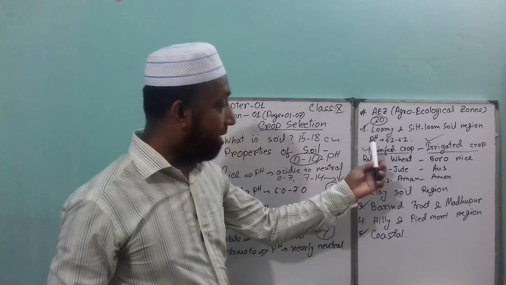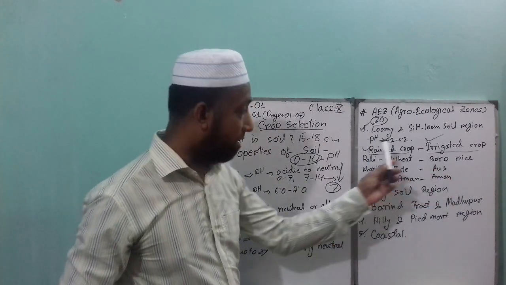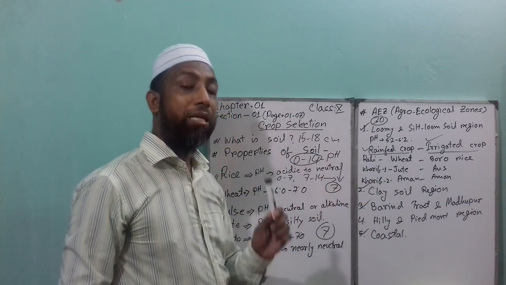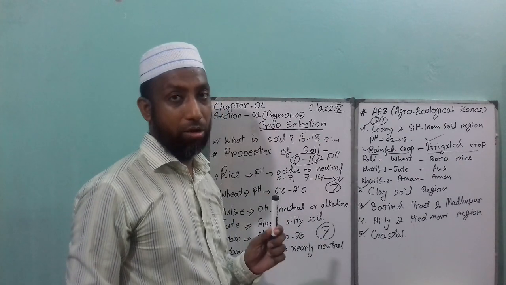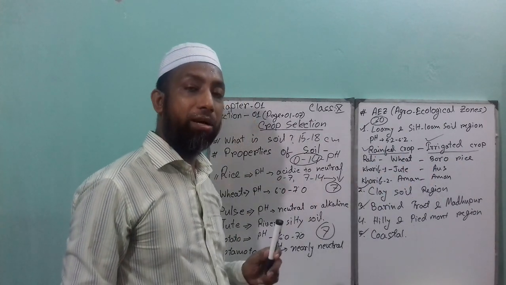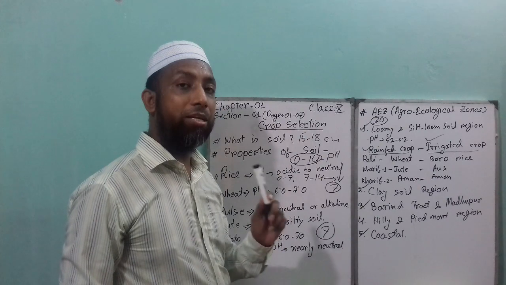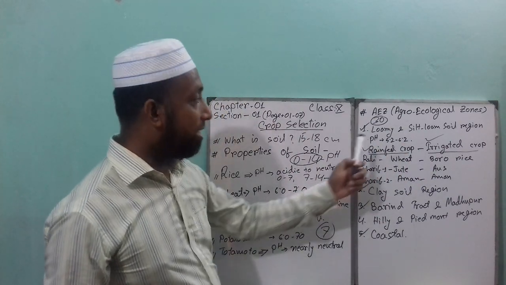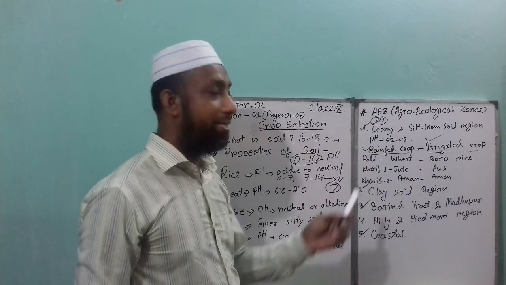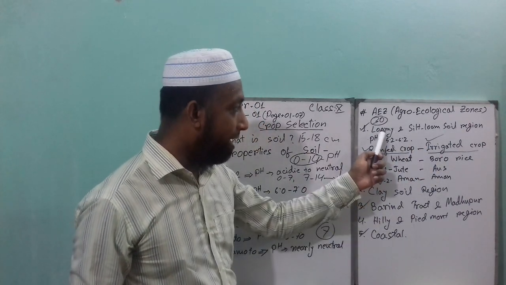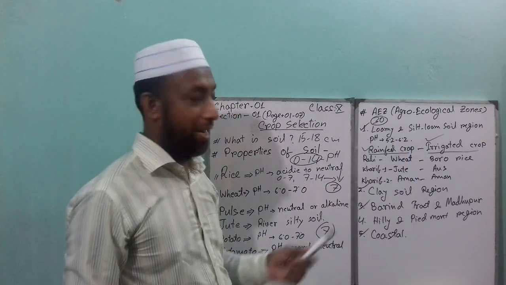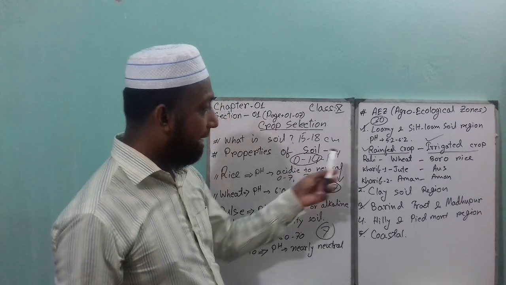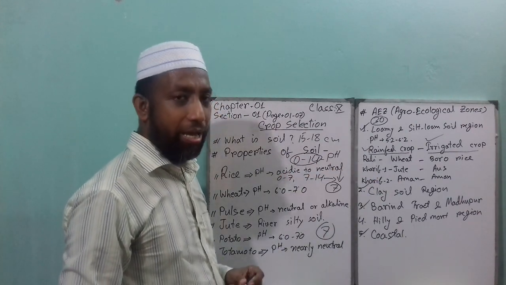So remember what rain-fed crops are and what irrigated crops are. Rain-fed crops means farmers produce crops depending on rainfall, and irrigated means farmers produce crops depending on irrigation. So the first one is loamy and silt loam soil. That means this region's soil is loamy and a little bit silty loamy soil, and organic matter is moderate. And here the rain-fed crop is Rabi.